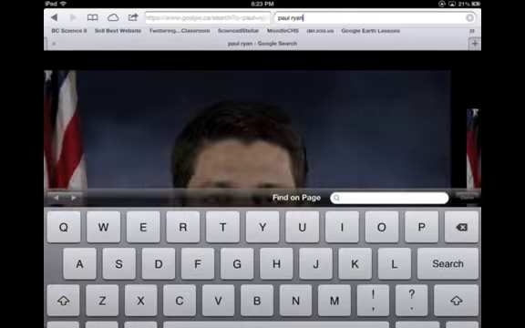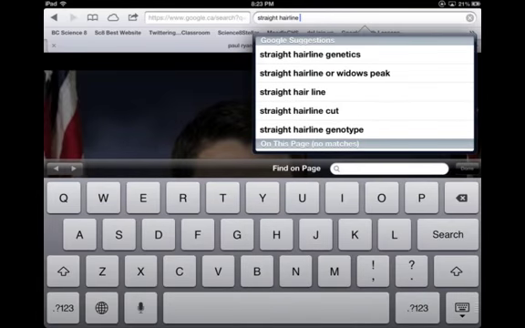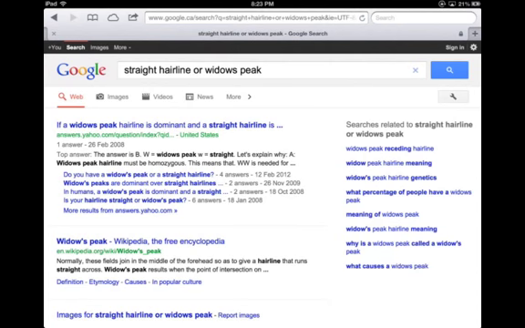Some of our nearest hominid cousins, for example gorillas, have a very strong, prominent widow's peak. Now look, this doesn't mean we're gorillas. It just means that we have some genes in common. A widow's peak is the dominant version of the straight hairline gene, which is not as prevalent.